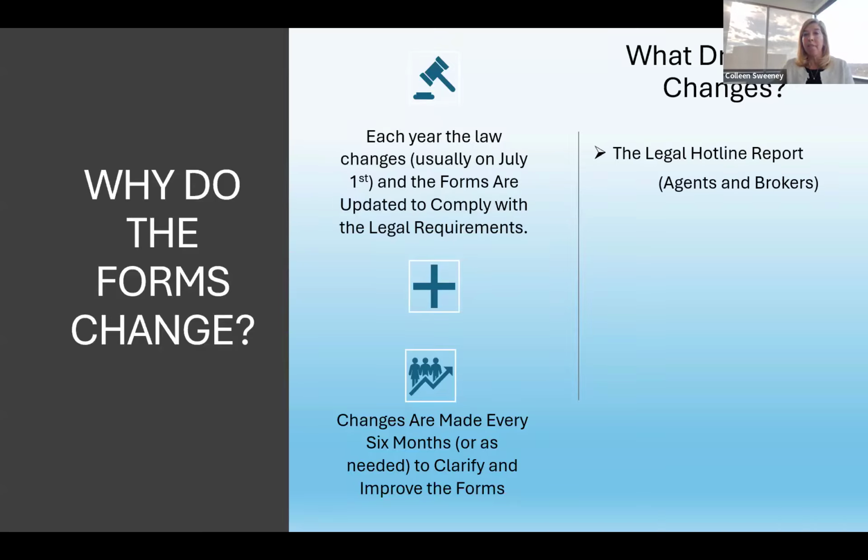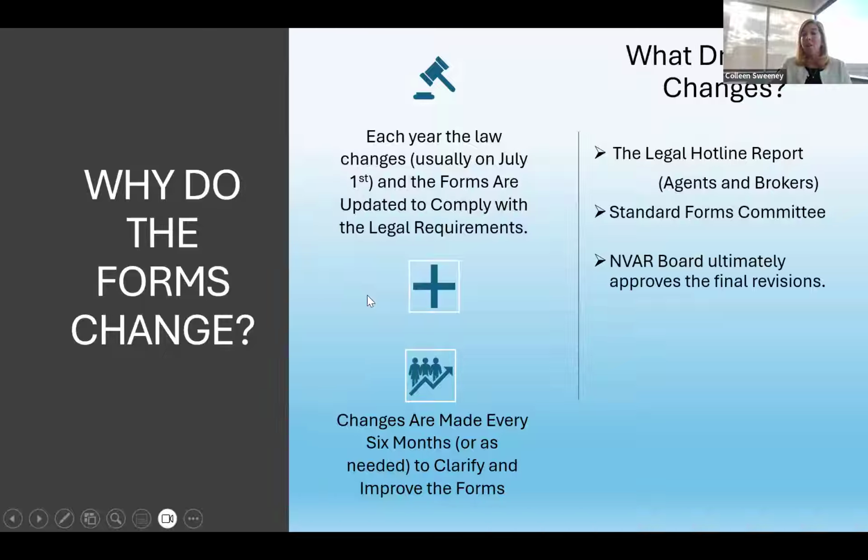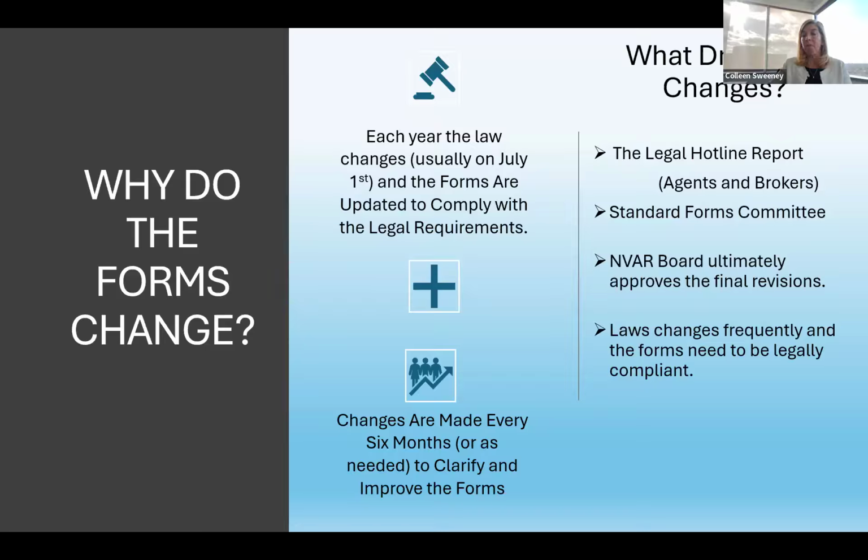All right, so what drives the changes? The legal hotline. And one of the reasons I really like to tell people about the legal hotline is because you all can be part of this process. The Standard Forms Committee is going to hear that hotline report. When we see the same questions over and over, we know that that's a good idea, that we need to start looking at that information. The NVAR board ultimately approves the final revisions, so they make these decisions. And again, when the law changes, the forms have to be legally compliant.